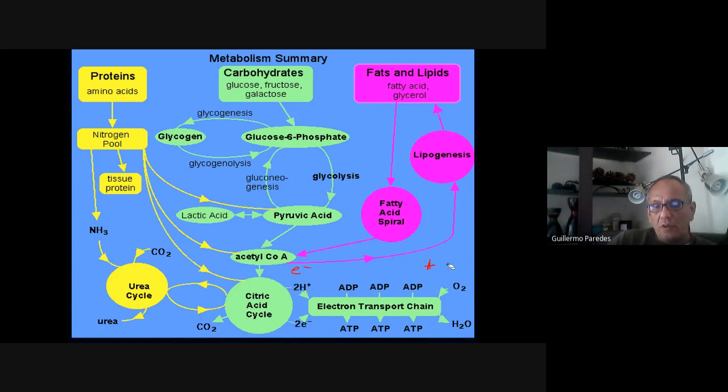That electron, where did it go? This electron is the one that is going to produce the ADP. They're going to glue one phosphate to the ADP to produce ATP. Is that clear or not?